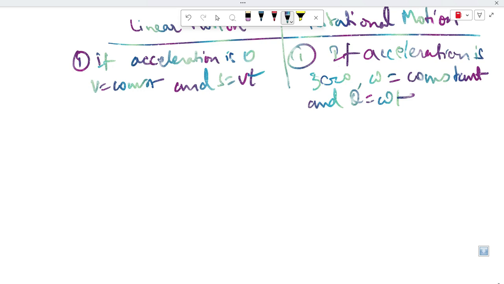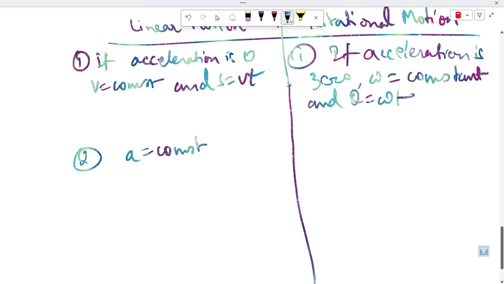Let us see another point of difference between these two. Another case is when acceleration is constant. In case of linear motion, the distance covered is speed into time. I can write it as S is equal to (u plus v) by 2 into t, that is, initial velocity plus final velocity divided by 2, into t.